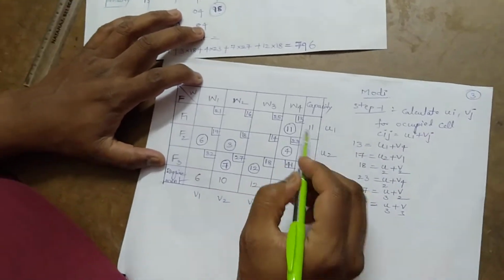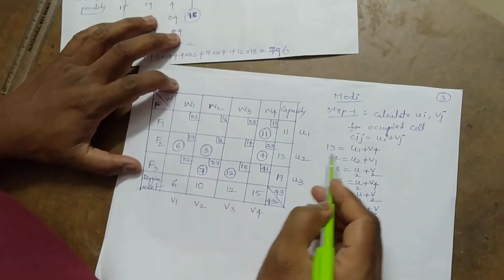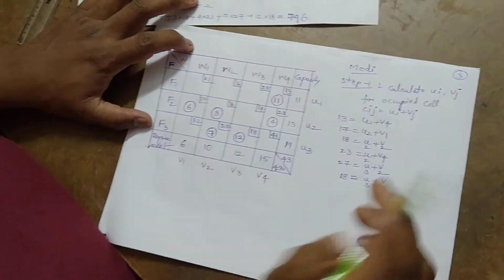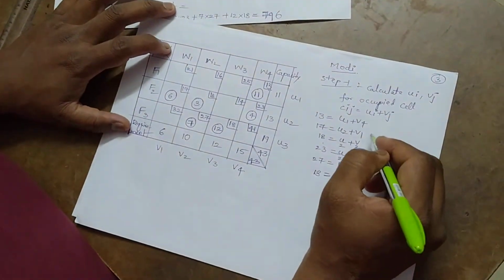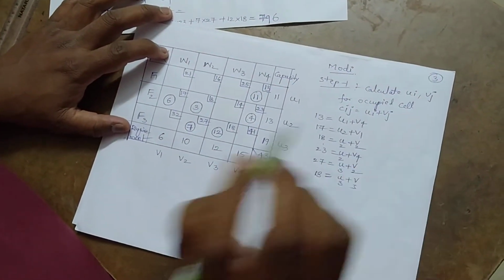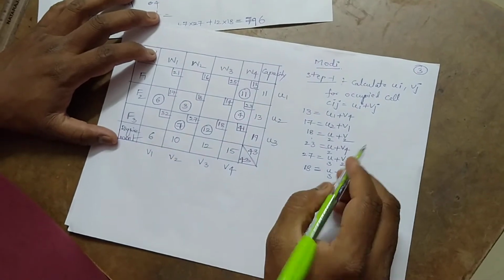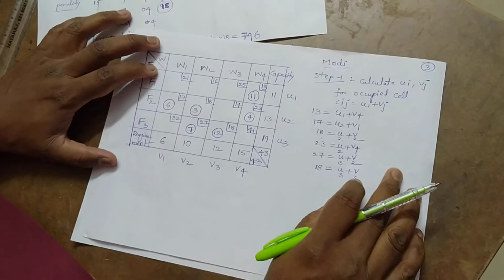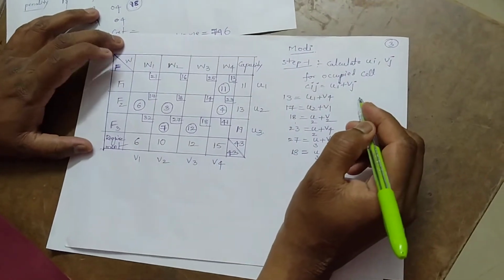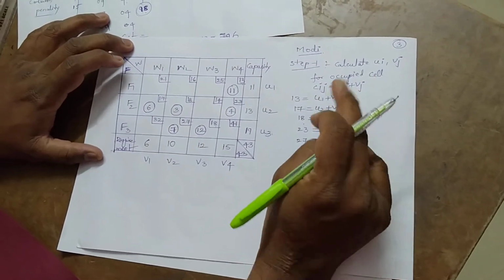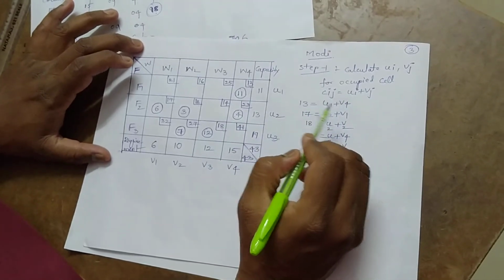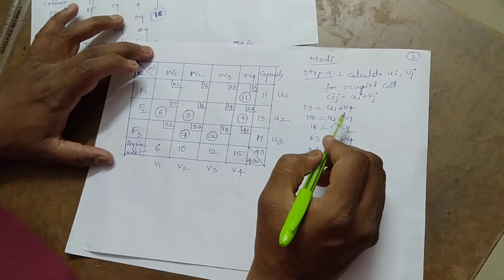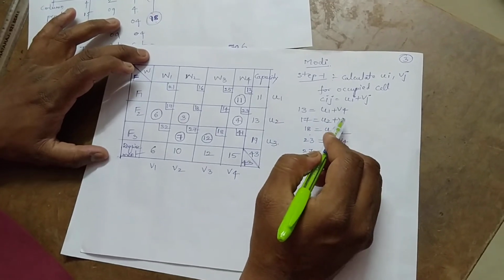Now we can verify it once again: 13, 17, 18, 13, 17, 18, 23, 27, 18, 23, 27, 18. Now how many equations did we get? 1, 2, 3, 4, 5, 6. Now what do we have to do? We need to find out u1, u2, u3 values and v1, v2, v3, v4 values. How to find them? Simple. We can assign one variable, either u1, u2, u3 or v1, v2, v3, v4, as 0.